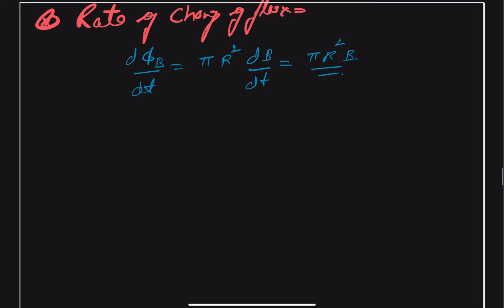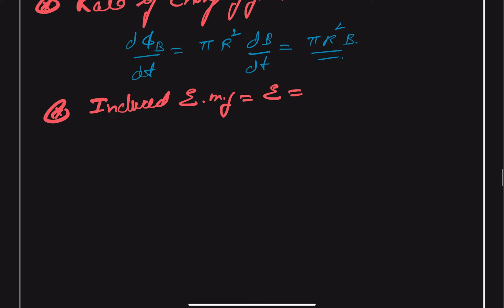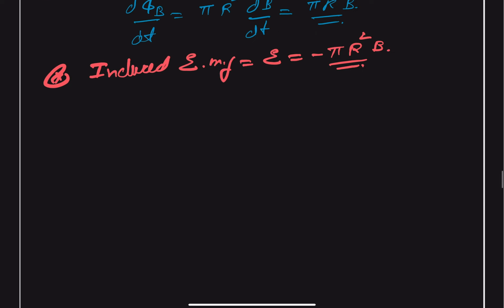Thus, we can write that the induced EMF is equal to minus pi r square upon B. We are more interested in the magnitude, so we will not consider this negative sign. Okay, we are interested in magnitude only, and we can use the relationship between induced EMF and electric field.